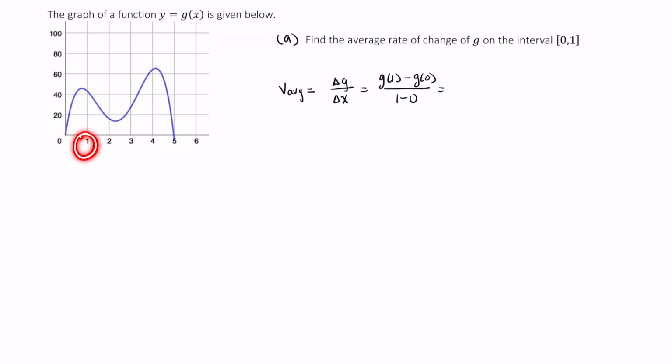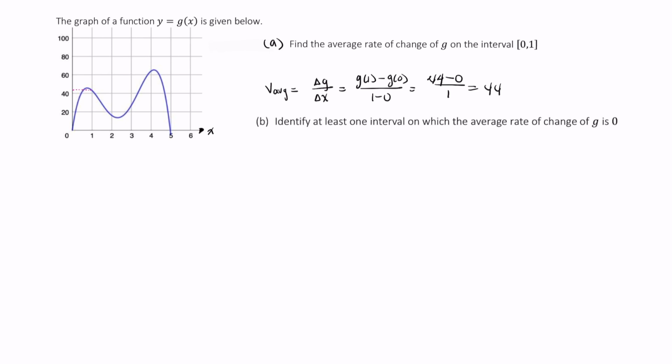When x equals 1 here, well, what does g equal? We can go up here, we can estimate. This is about 44. Now when x equals 0, g is 0. So this is 44.